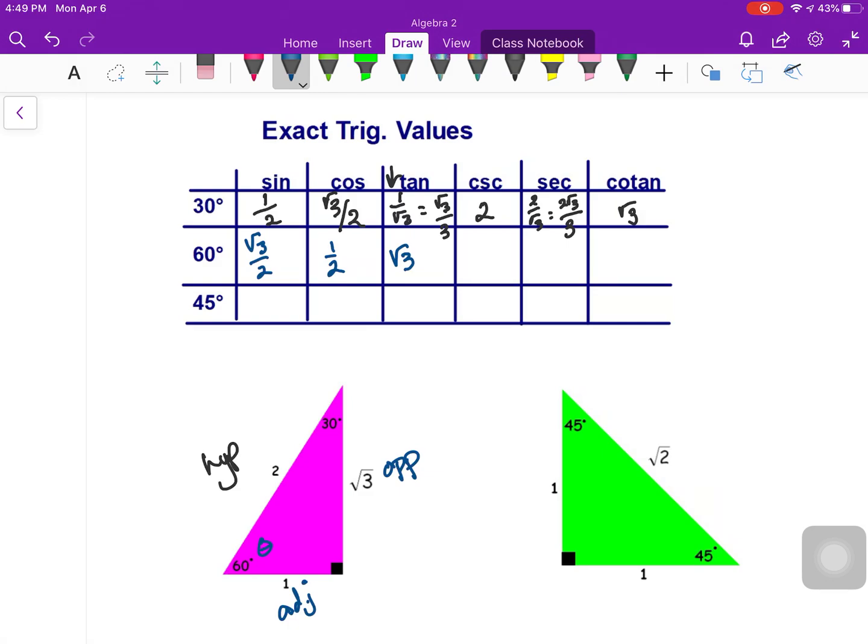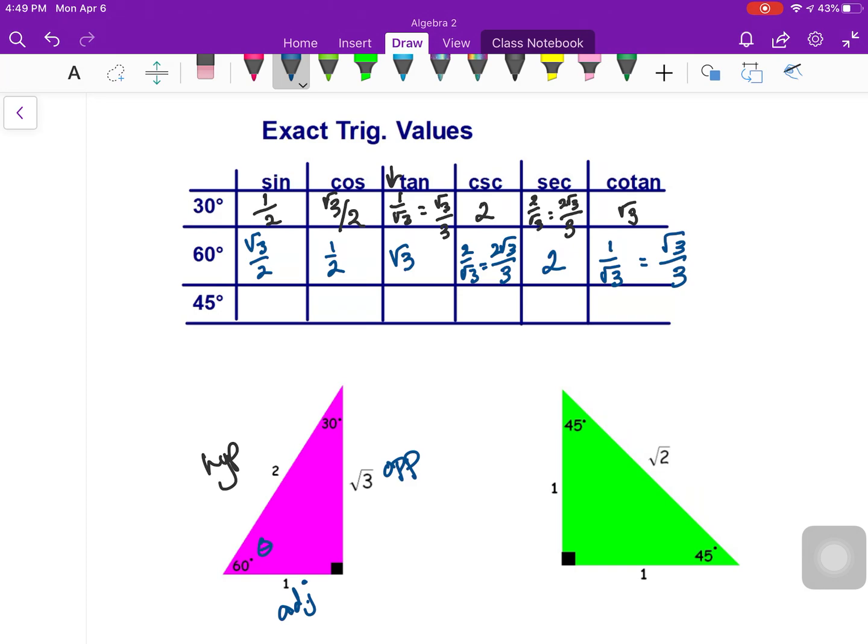Cosecant is the reciprocal of square root 3 over 2. So it becomes 2 over square root 3, which is 2 square root 3 over 3. Secant is the reciprocal of cosine, so that's 2 over 1, which is 2. Cotangent is the reciprocal of tangent, so it's 1 over square root 3, which simplifies to square root 3 over 3.